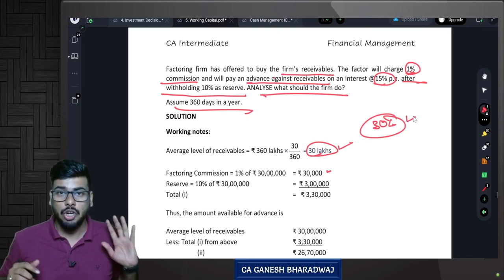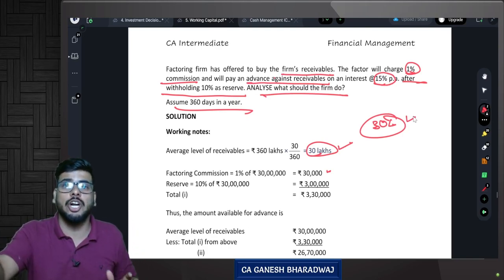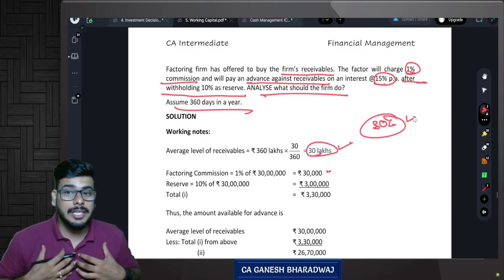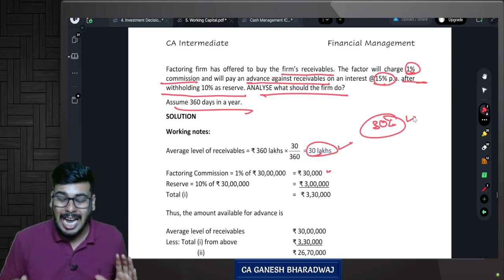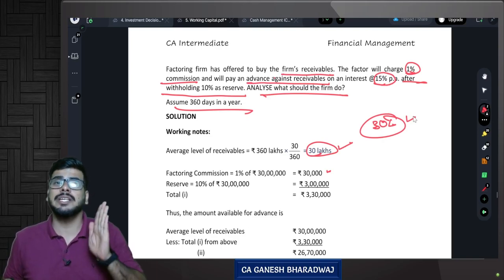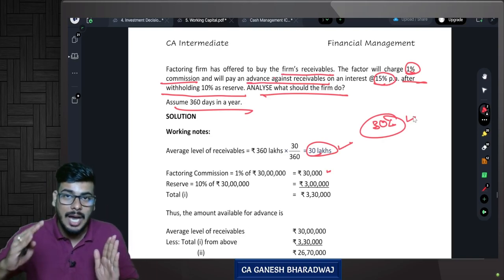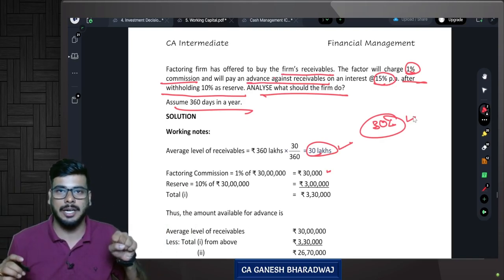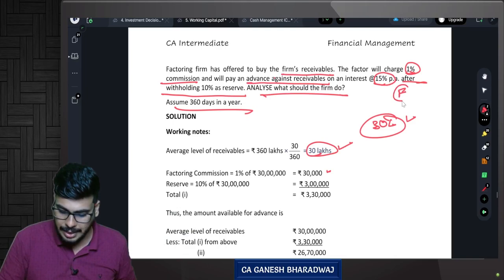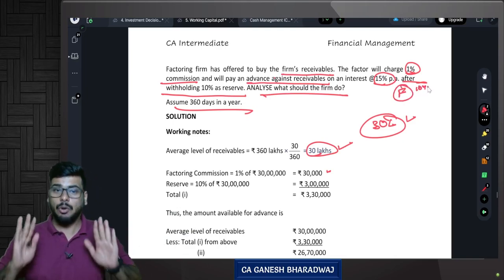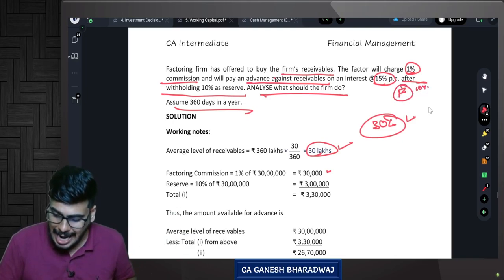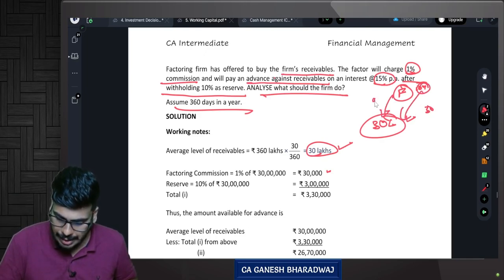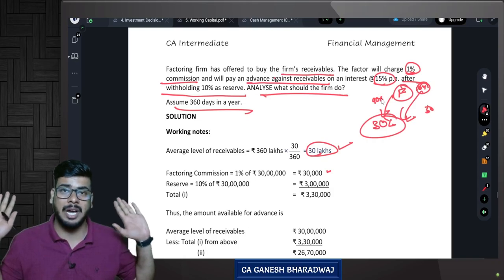Now he's saying, look, that entire 30 lakhs I will not pay you today. I will withhold 10%. What for? It is for my security purpose. This 10% I am withholding, is it a cost? No. After 30 days, I will pay it back to you the moment I collect it from your debtor. Clear? So the factoring firm says 10% alone I will withhold. For safety purpose, at the end of 30 days, the balance 10%, I will release the payment. So initially, I will release only 90% of the payment. Are you clear with this?